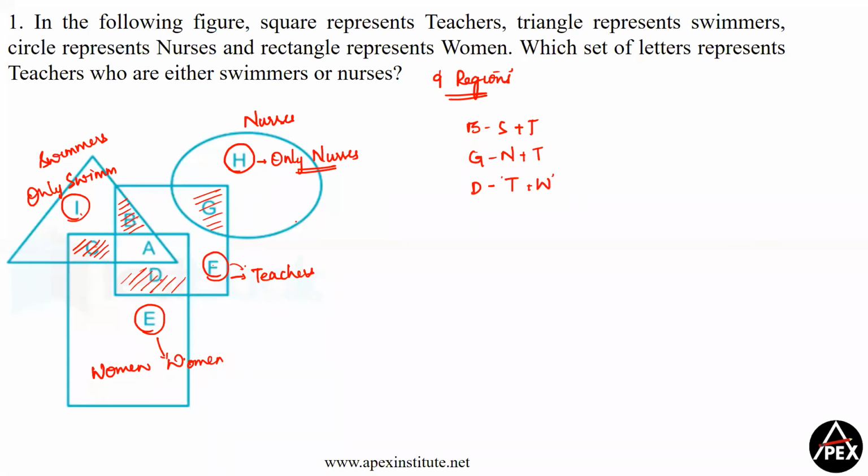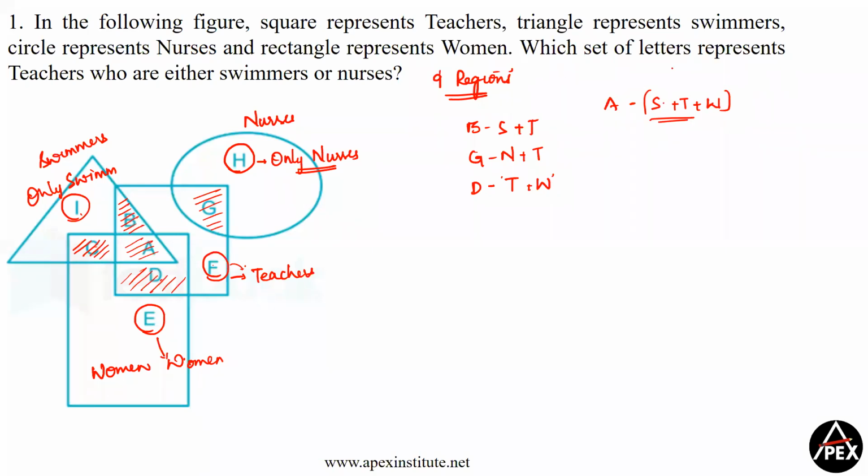And what does this region A represent? Swimmers, teachers, women. Teachers, not nurses. So A represents the persons who are swimmers, teachers, and women. So we have 9 different regions. You first need to identify which region represents what.